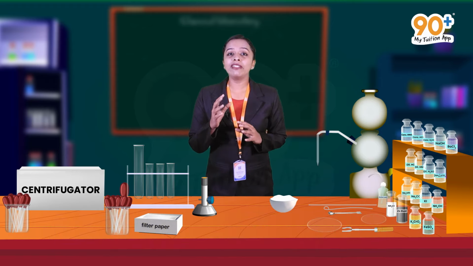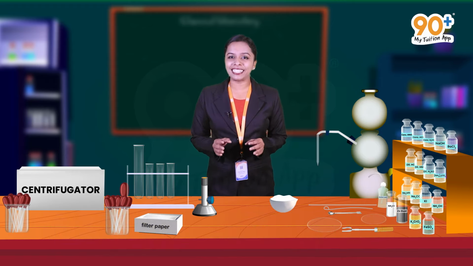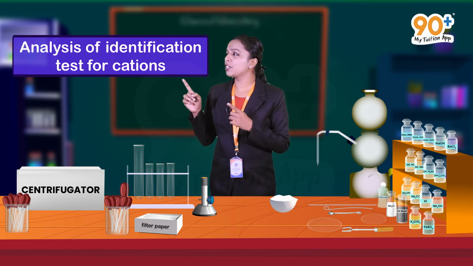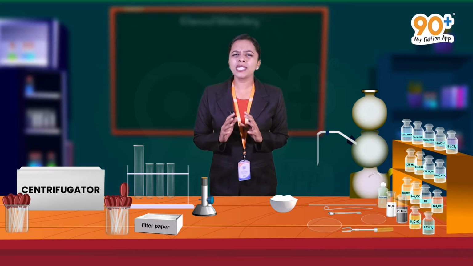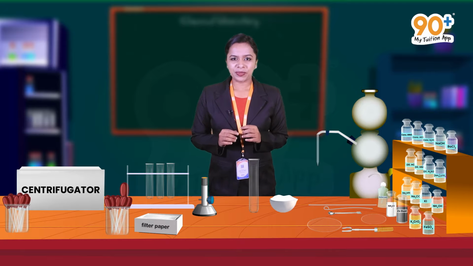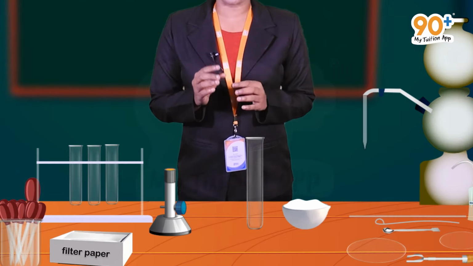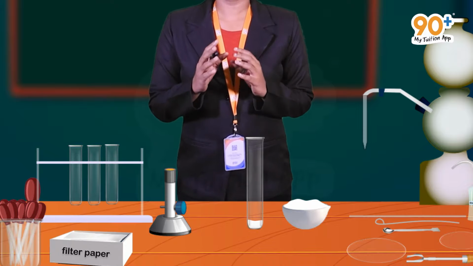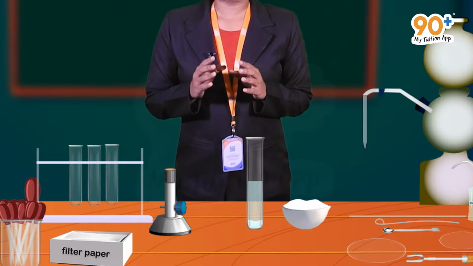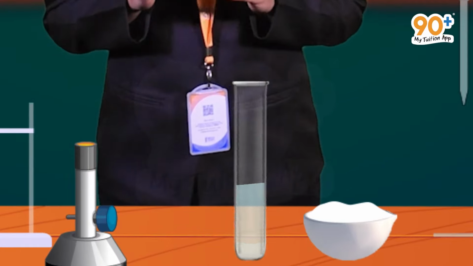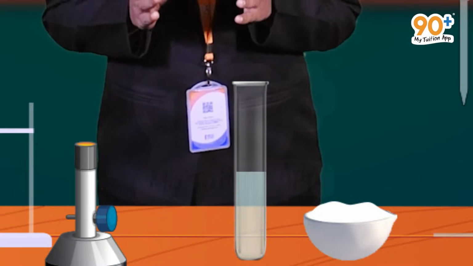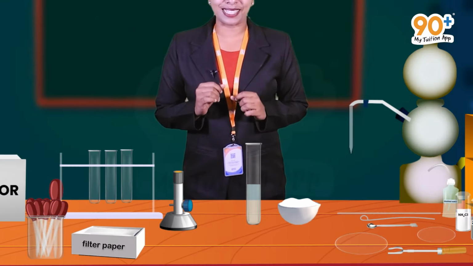So now we will find out the basic radical present in the given salt. That is the analysis of identification test for cations. First we will make the salt solution. For this, take a boiling tube. To this, add a little amount of given salt. Now add a few drops of distilled water. Then shake this boiling tube till the salt is soluble in the distilled water. Now the salt solution is ready. Using this salt solution, we can conduct the further tests.